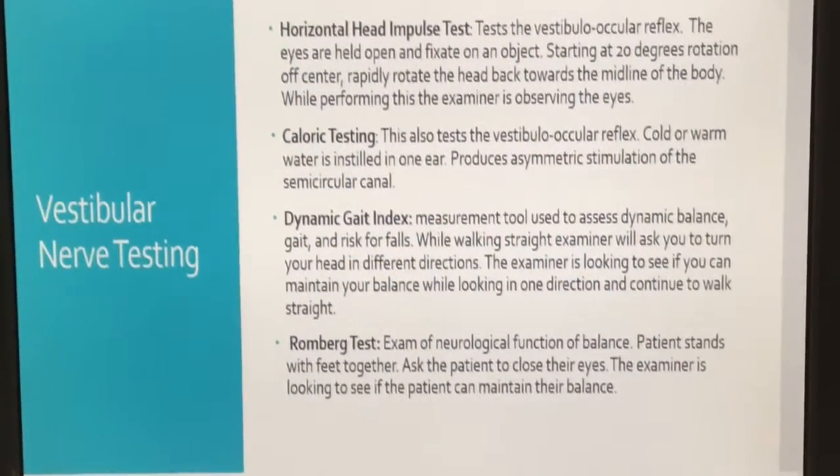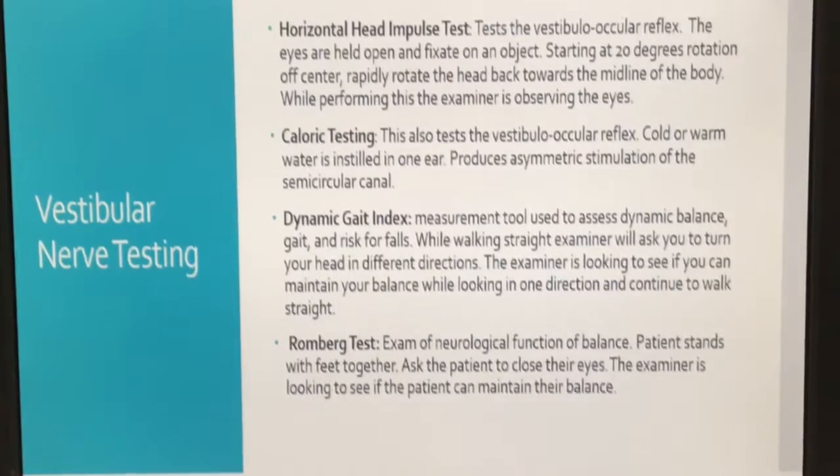Horizontal head impulse test tests the vestibular ocular reflex. The eyes are held open and fixate on an object. Starting at 20 degrees rotation off center, rapidly rotate the head back towards the midline of the body. While performing this, the examiner is observing the eyes.